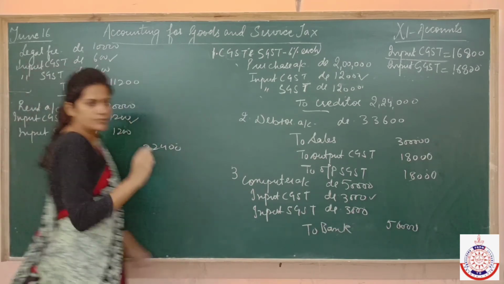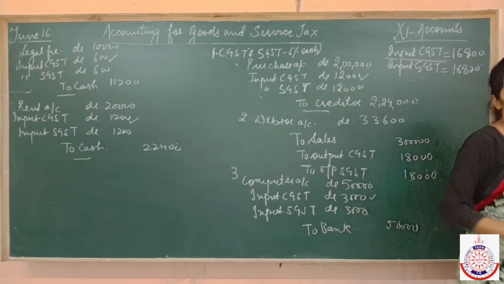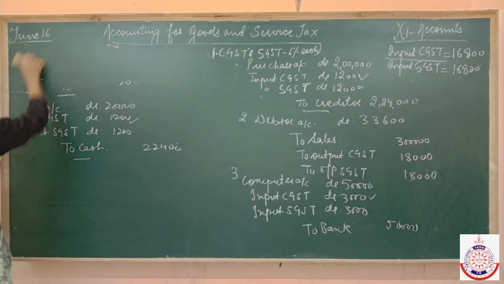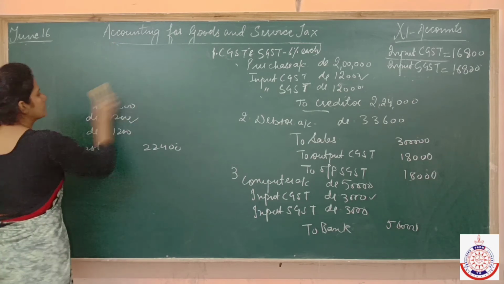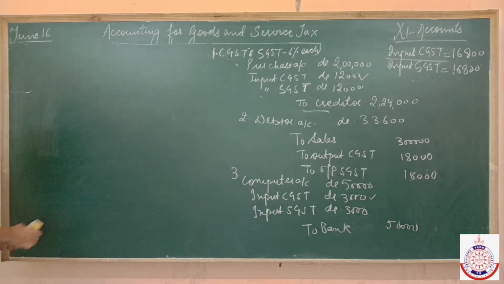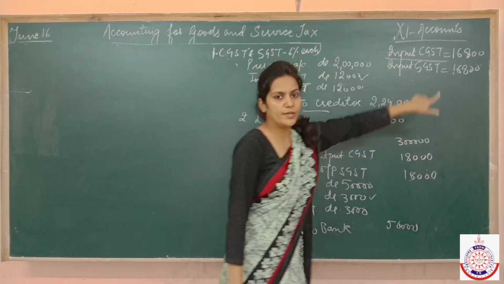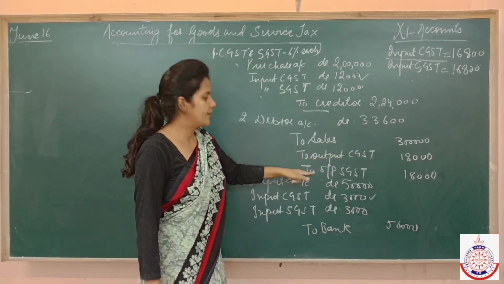First of all, let me just rub the board. So what entry will you pass for this? This is total input CGST and input SGST paid. This is output CGST and output SGST collected.